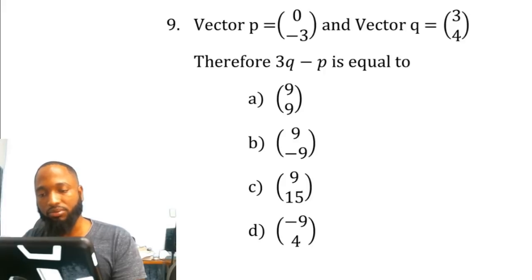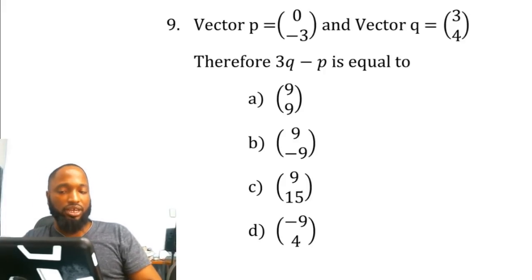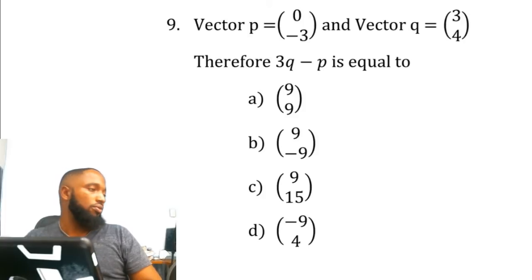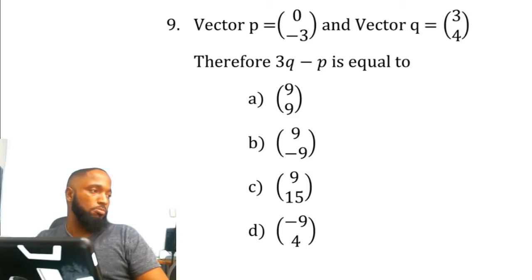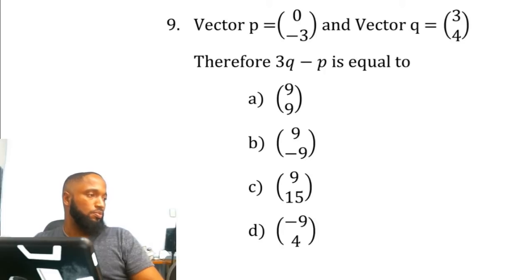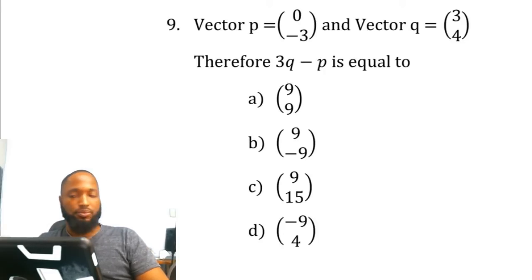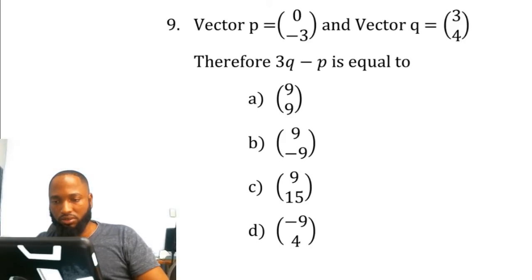540 people. We are real time. Vector P is equal to 0, negative 3. And vector Q is equal to 3, 4. Therefore, 3q minus p.